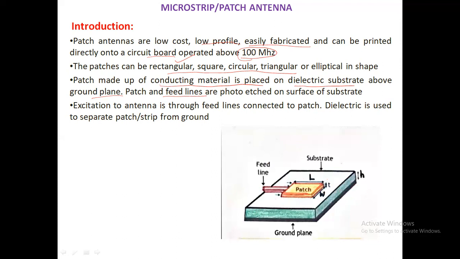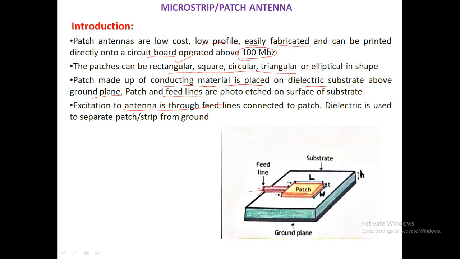These patch antennas are also used in the array concept, where you can see thousands of small patches placed one by one, and a big array antenna is formed. The input to these antennas is through coaxial cables or transmission lines, which act like feed lines provided to the patch. Excitation to the antenna is through these feed lines. Excitation means the input to the antenna is given by this feed line, which is directly connected to the patch.